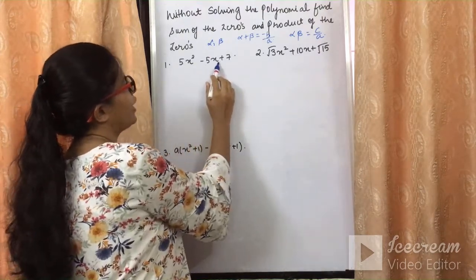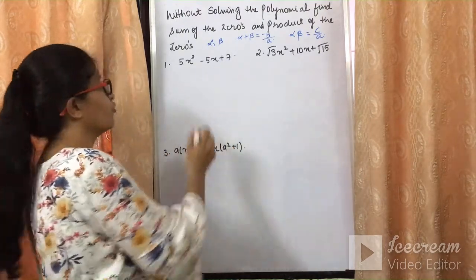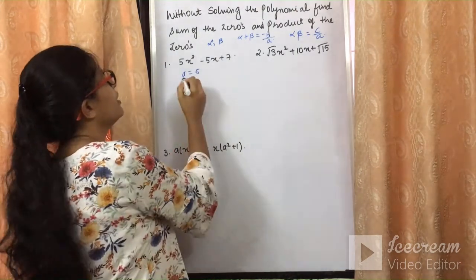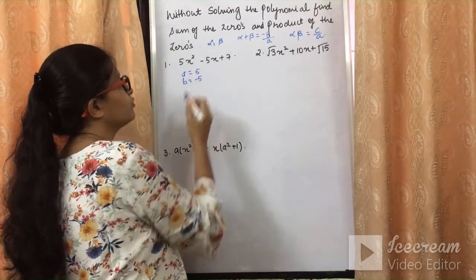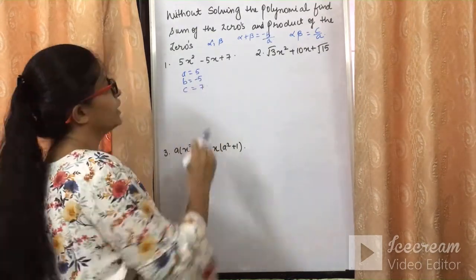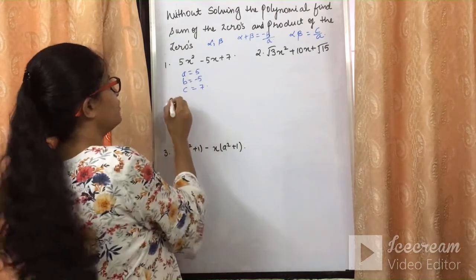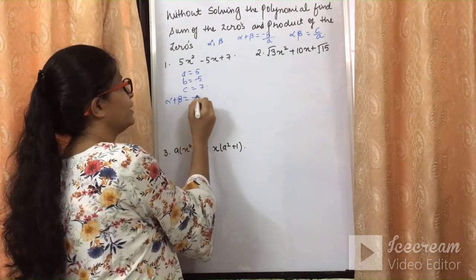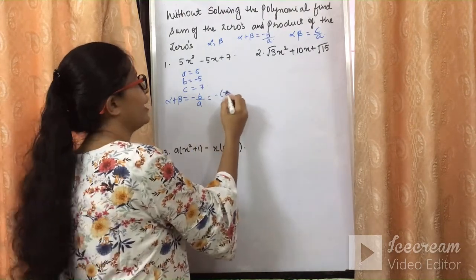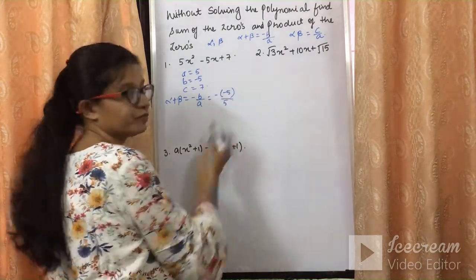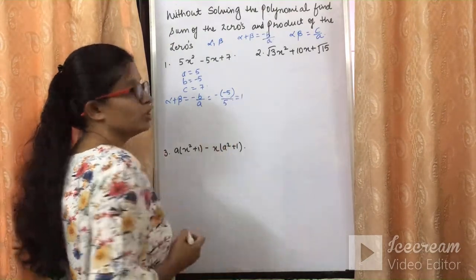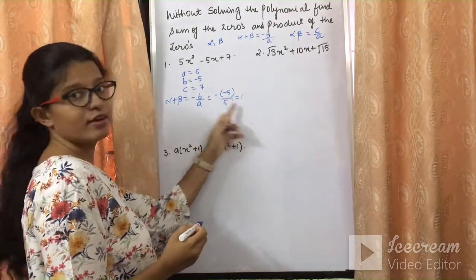5x square minus 5x plus 7. So we can say that a is 5, the x square coefficient is 5, b is minus 5, the coefficient of x is minus 5, and c is equal to 7. They have asked you the sum of the zeros. Sum of the zeros, alpha plus beta, is nothing but minus b upon a. Minus b is minus of minus 5, upon a which is 5. Minus minus will get plus. 5 upon 5 will give you 1. So the sum of the zeros is 1.